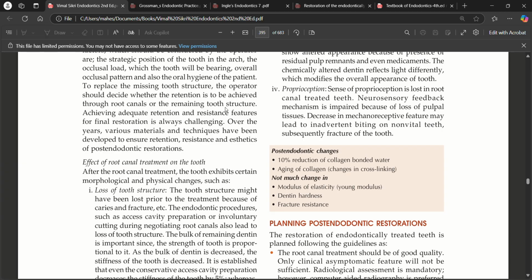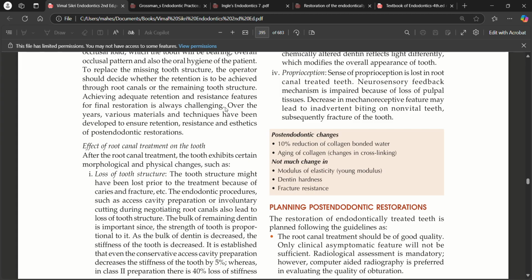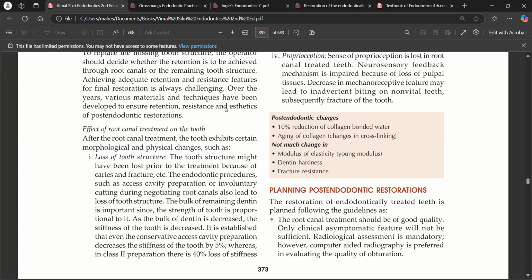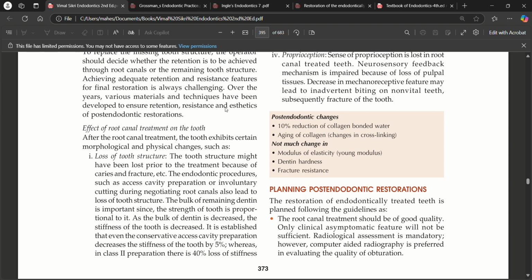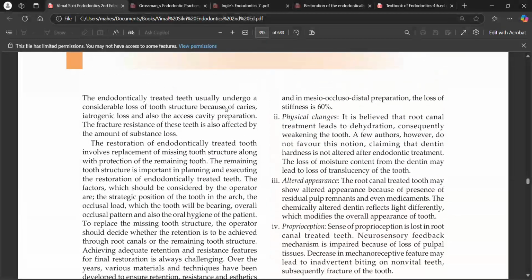As the bulk of the dentin decreases, the stiffness of the tooth decreases. It is established that even a conservative access cavity preparation decreases the stiffness of the tooth by 5%, whereas a class 2 preparation causes 40% loss of stiffness. In mesio-occluso-distal preparation, the loss of stiffness is 60%.